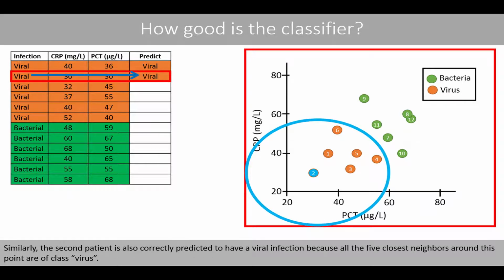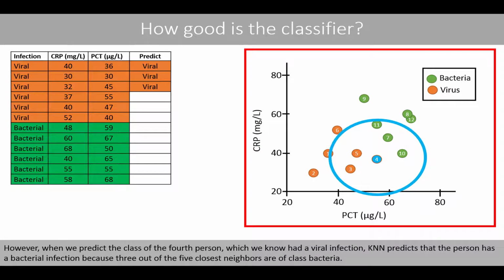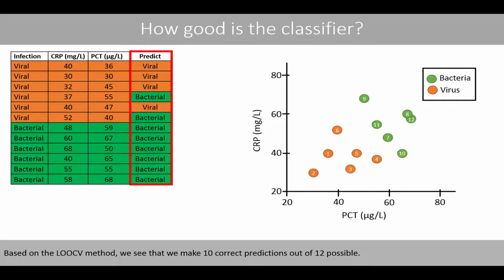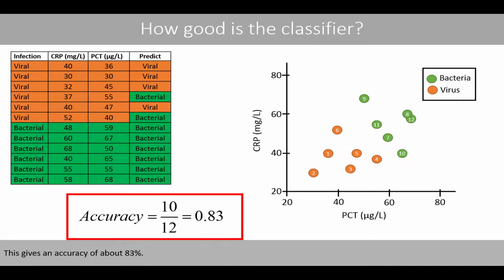Similarly, the second patient is also correctly predicted to have a viral infection because all the 5 closest neighbors around this point are of class virus. However, when we predict the class of the 4th person, which we know had a viral infection, KNN predicts that the person has a bacterial infection because 3 of the 5 closest neighbors are of class bacteria. Since we know that person number 4 had a viral infection, we know that KNN has made the wrong prediction in this case. Based on the leave one out cross-validation method, we see that we make 10 correct predictions out of 12 possible. This gives us an accuracy of about 83%.